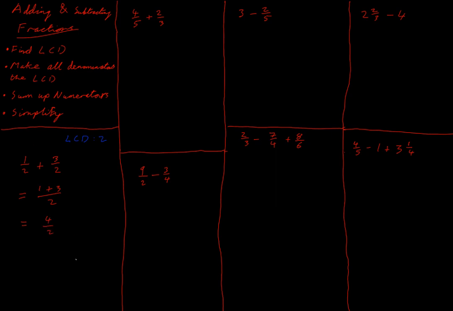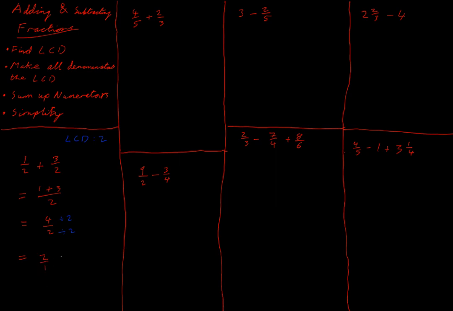And now I look if I can simplify, and I can see that I can. I'm looking for common factors, numbers that divide into the top and the bottom of the fraction, divide into both the numerator and the denominator. And I can see that I have a common factor of 2, top and bottom. So I'm going to divide the bottom by 2, and I'm going to divide the top by 2. And if I do it to both the top and the bottom, I haven't changed the meaning of the fraction. So I can divide both top and bottom by 2, and I end up with 2 over 1.